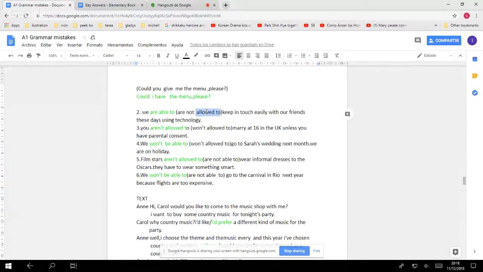So, for example, do you know what is the meaning of allowed to? Yes. And do you know what is be able to? Yes, is the possibility. Yes, a possibility of an action. Yes, I understand what it is.